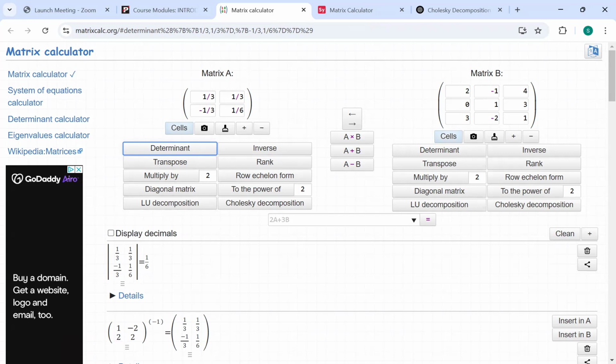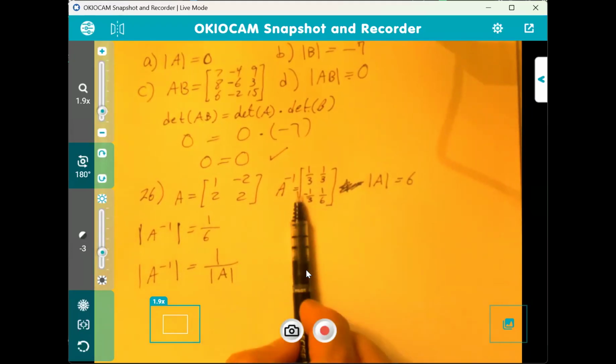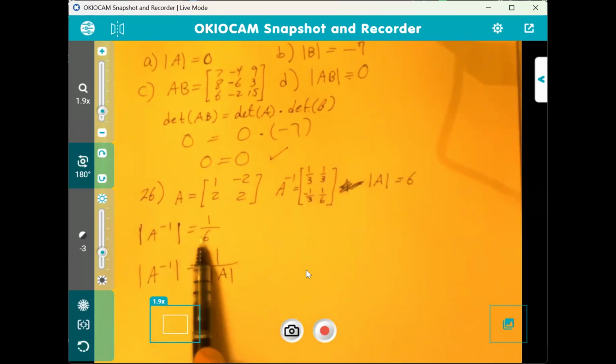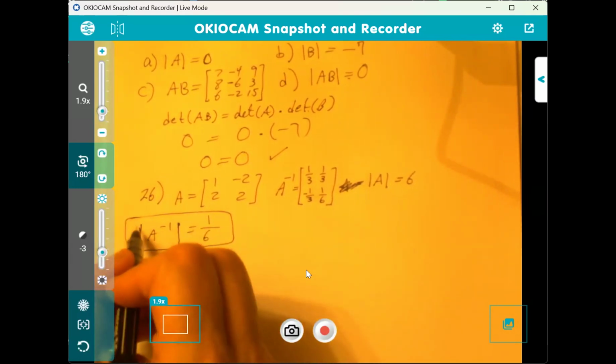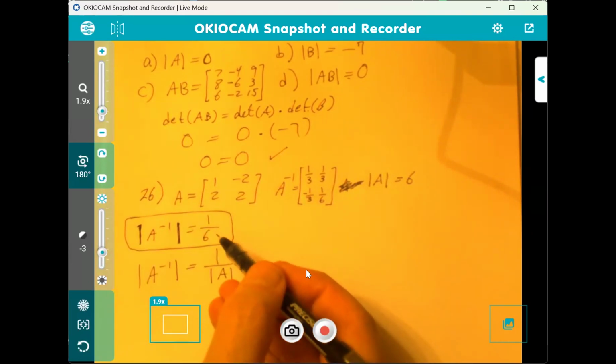Now I can share with you what I have so far, and then we'll be done. All right. So I just copied that's matrix A. That's the inverse. Determinant of A was 6. Determinant of A inverse was 1/6. The question was asking in part A to find the determinant of A inverse. So that's the answer, 1/6.